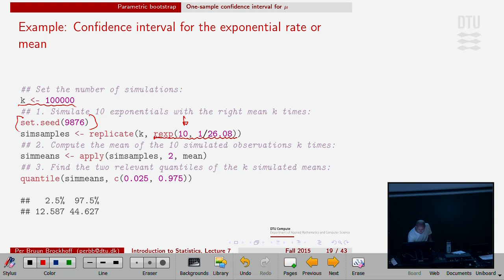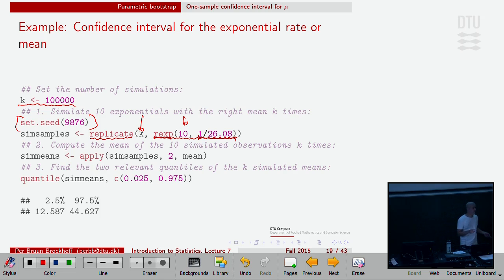So I simulate from an exponential. I have to simulate from the right exponential for it to make sense. So I simulate from the exponential with the right mean, using the data to compute the mean, right? Then I replicate this 100,000 times. So 100,000 times I do my experiment with 10 exponentially distributed waiting times. Can you see that? I simulate the sampling distribution.